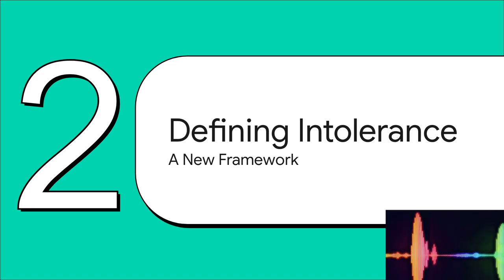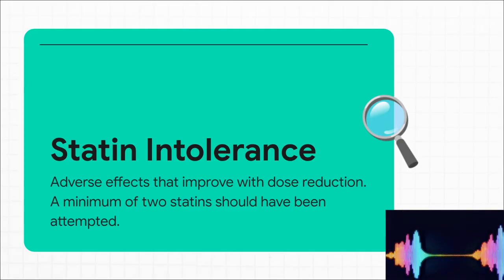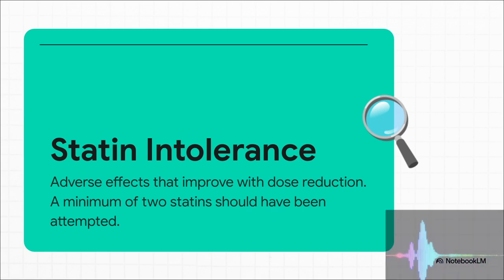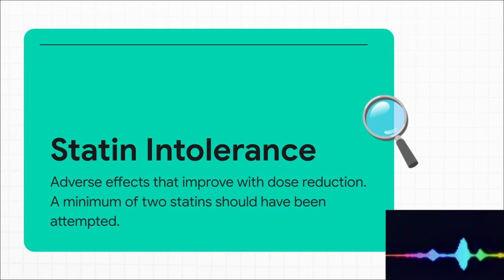All right, so to cut through all that noise and those vague complaints, we need a really clear, precise definition. We need an objective standard to work with, and luckily, we've got a new framework that does just that. And here it is. This is the official 2022 definition from the National Lipid Association. And it gives us 2 absolutely critical guardrails. First, the symptoms have to get better when you lower the dose or stop the drug. That's non-negotiable. And second, you really can't slap on the intolerant label until you've given at least 2 different statins a fair shot. It stops us from giving up way too early.